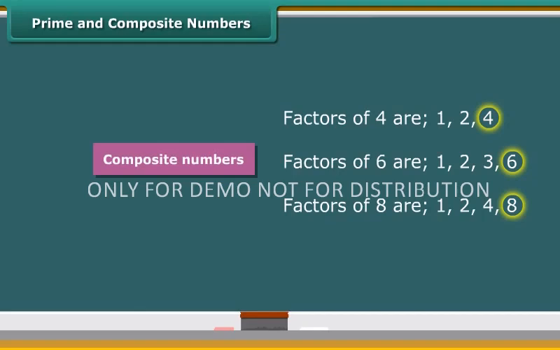Number 1 is neither prime nor composite. 2 is the smallest prime number. It is also the only even prime number. All other prime numbers are odd.